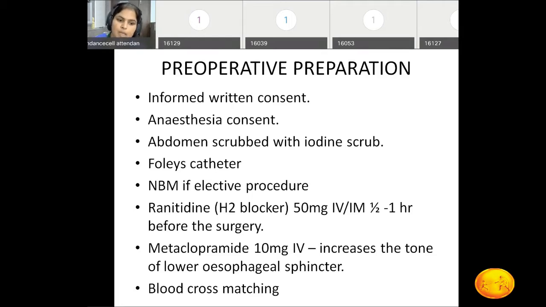Okay, and blood has to be cross-matched before the patient is shifted, and the receipt has to be kept in the file. So the surgeon has to check both the consent and whether the blood cross-matching receipt is there or not, as cesarean section is a major procedure.